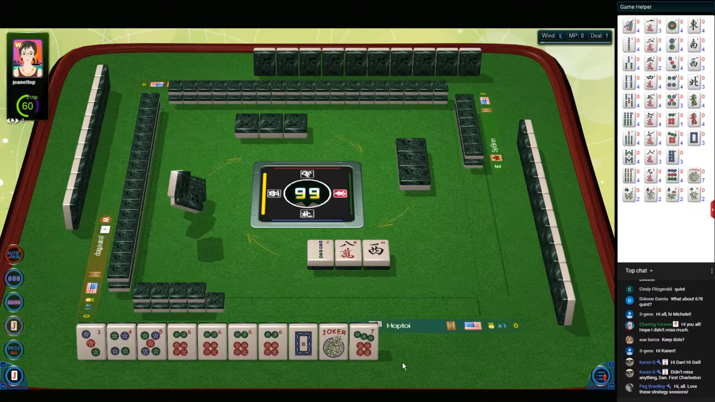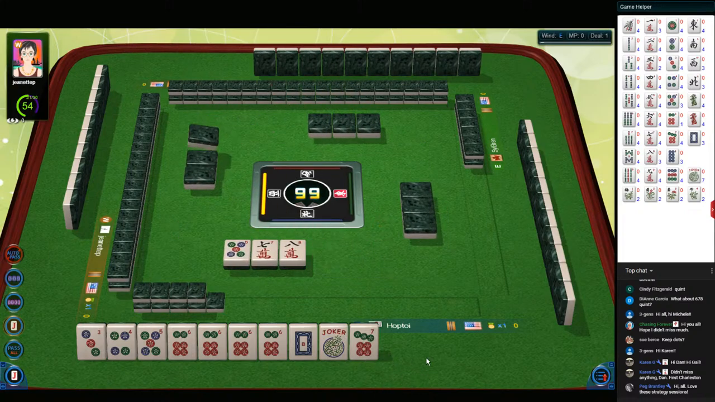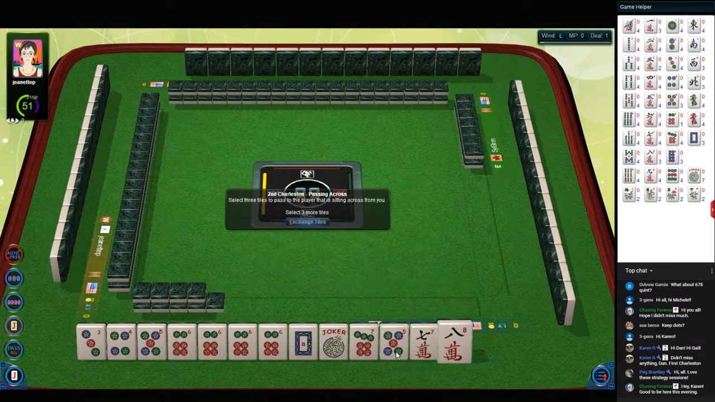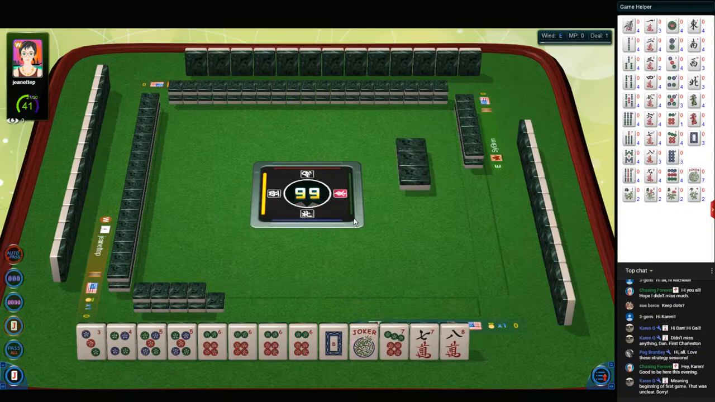Let's see if we can get some more tiles for this hand. And we got another tile. Okay, so we now have a potential pung in there. And we have to pass like numbers. Oh, this is really super risky. But we don't have any gaps, so I'm going to do it.